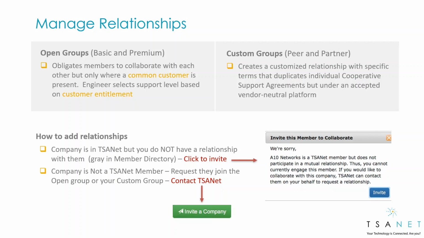But basically, when you go into the TSANet website, you're going to see the ability in the directory to click on companies that are highlighted. That means you've got a relationship with them, whether it be an open group or a custom group. And if they're in the database and they're not highlighted, that means they're a member of TSANet, but they're part of another custom group that you're not part of. You click on that, it'll send an email to us, and it's very easy for us to go into an existing member and set up a relationship with them if you're already a basic or a premium member.